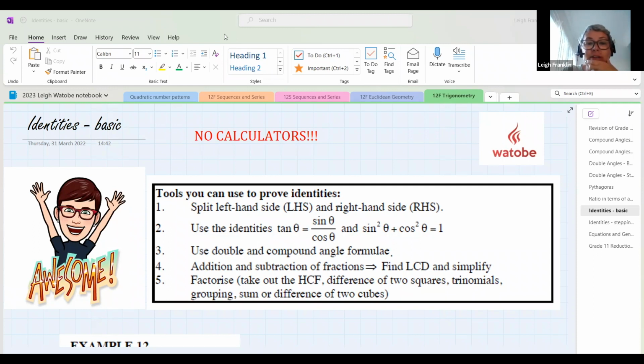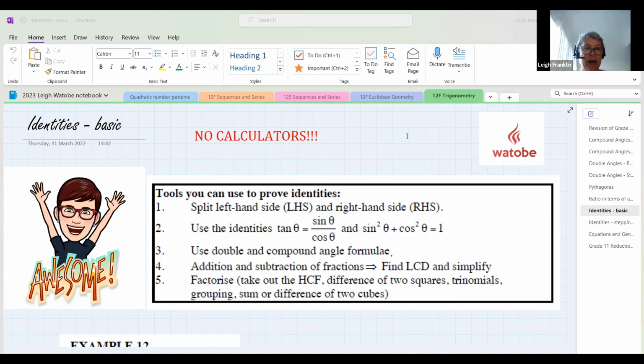Our final lesson on trigonometry. Next week, we're going to go back and do just a quick recap of Euclidean geometry so that it's in line with what you guys are doing at school. And then we will move on to analytical geometry.